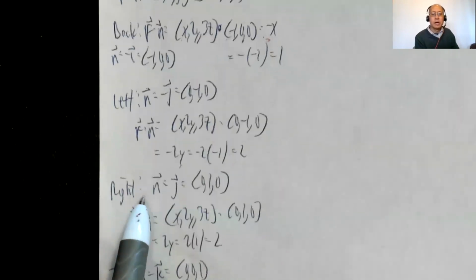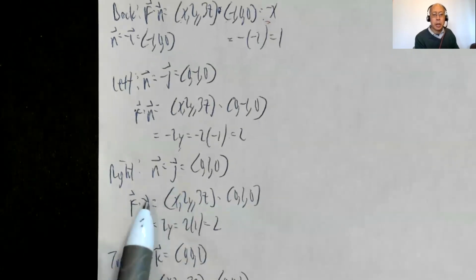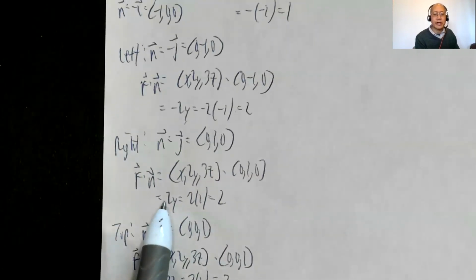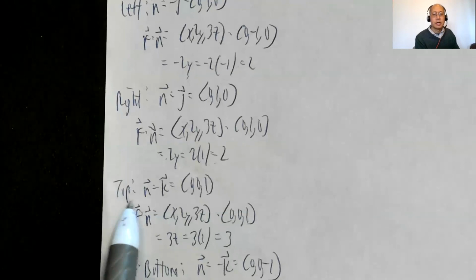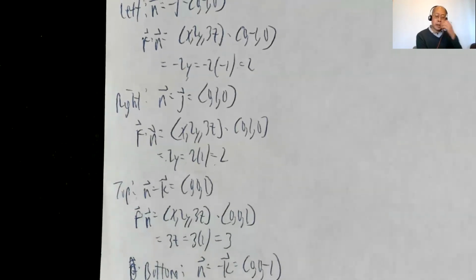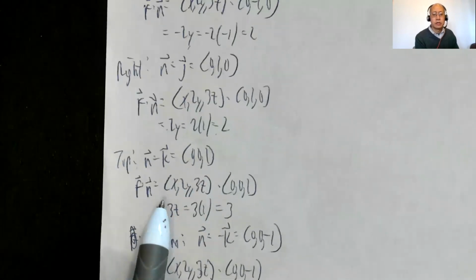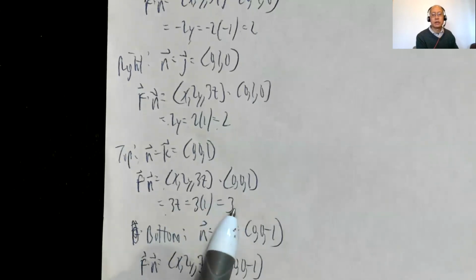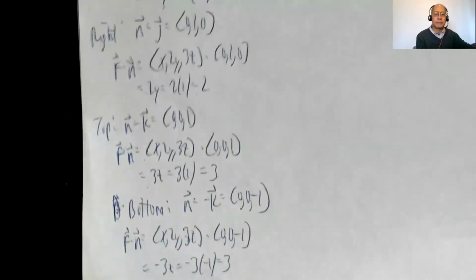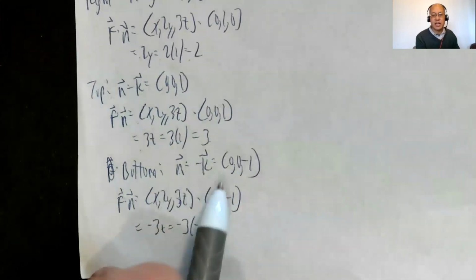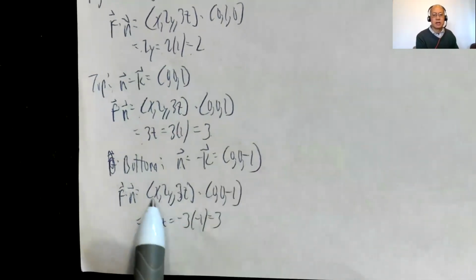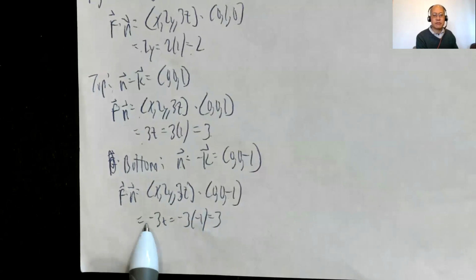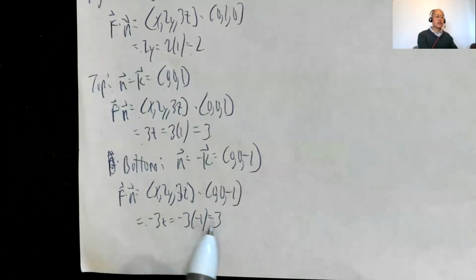Right side, unit normal vector is j. F dot N is (x, 2y, 3z) dot (0, 1, 0), which is 2y, but y is 1, so you just get 2. Top, unit normal vector outward is k, (0, 0, 1). So F dot N is nothing plus 3z, but z is 1, so 3. And for the bottom, the unit normal vector is negative k, which is (0, 0, negative 1). So F dot that is nothing plus nothing plus negative 3z, but z is negative 1, so negative 3 times negative 1 is 3.